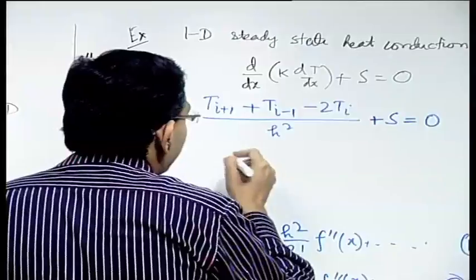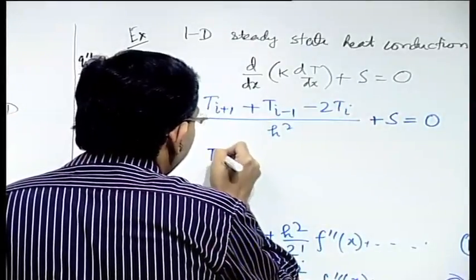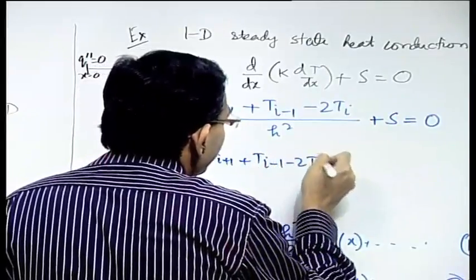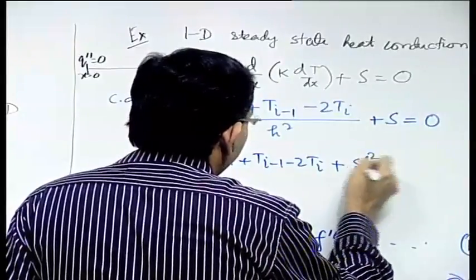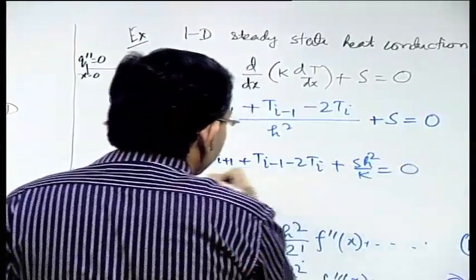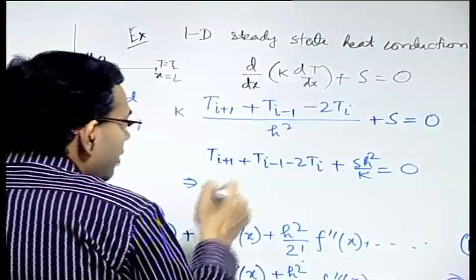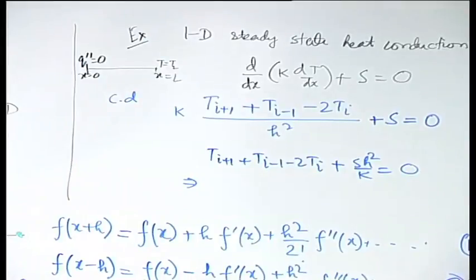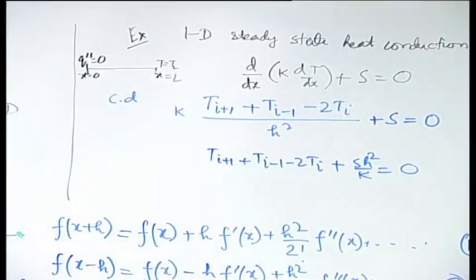So, from here you can write T(i plus 1) plus T(i minus 1) minus 2 T(i) plus S h square by k is equal to 0. So, you have an algebraic equation involving T(i plus 1) and T(i minus 1).